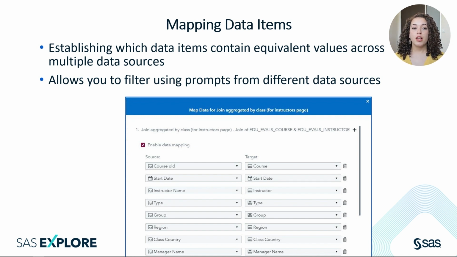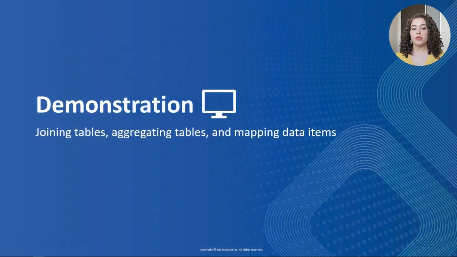For example, I can have a filter, an object that uses a data item from one of my data sources, and it can still affect an object whose data source is a different data source because I've set up the mapping to say that these values are equivalent. So if I search for an instructor name here, I've stated that instructor name is the equivalent in another table. We'll take a look at this in our report. So I'm going to show you where you can go to join tables, aggregate tables, and also map data items.